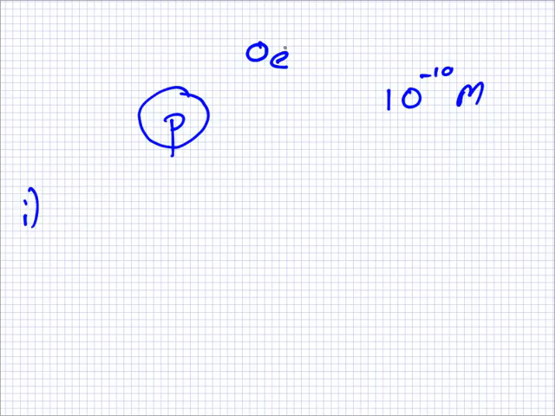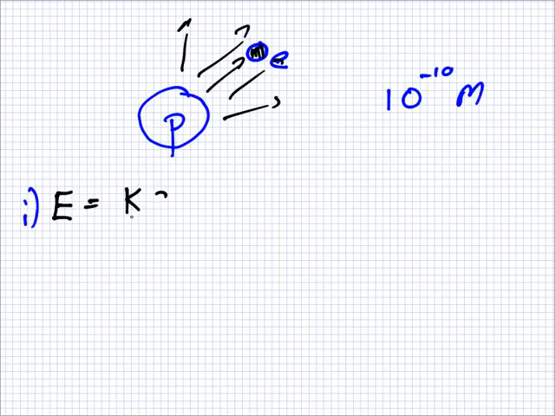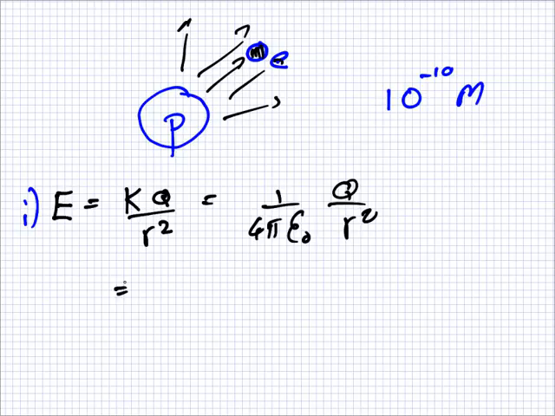The electric field strength at the electron's location caused by the proton. Right, so there's a field coming out from the proton. So we want the electric field strength. That would be kQ over r squared. Or the other formula, if you want, is 1 over 4 pi epsilon 0 times Q over r squared. Okay, let's see what we get.